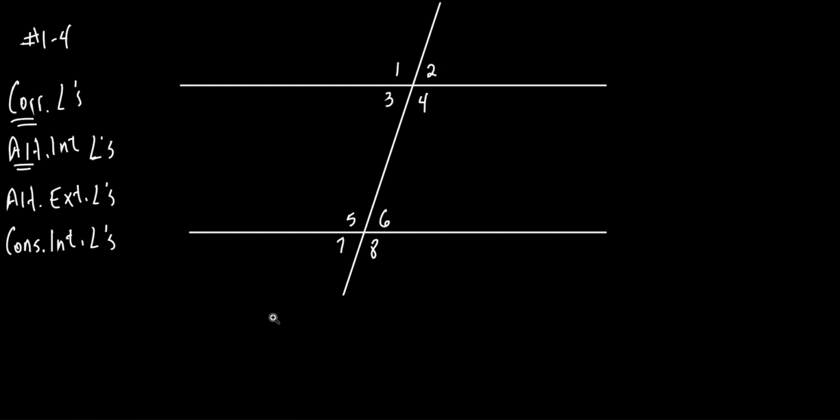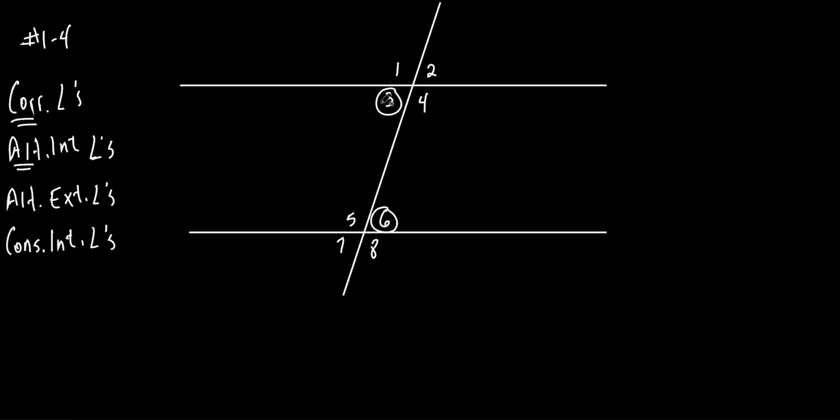There you go. So 2 and 7 are on the outside, aren't they? Okay, 3, 4, 5, and 6 are on the inside. They're the interiors. So we already said 3 and 6 are alternate interior. What's your other alternate interiors? 4 and 5. Okay?